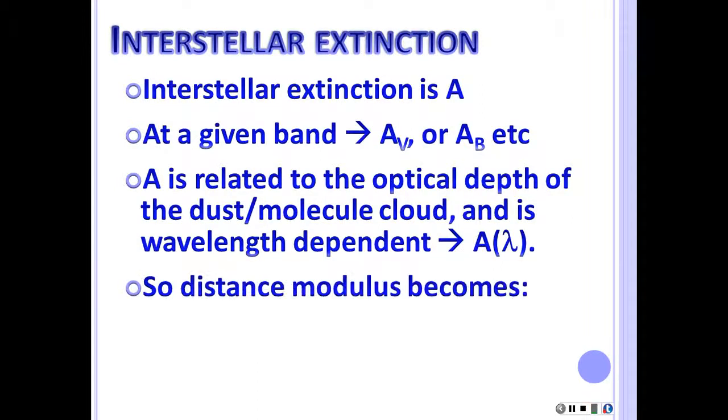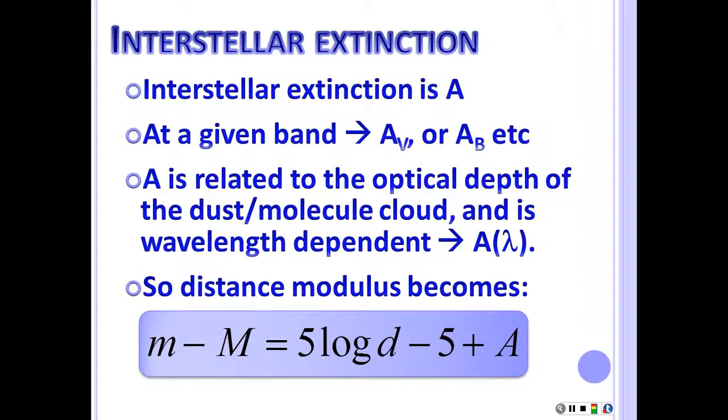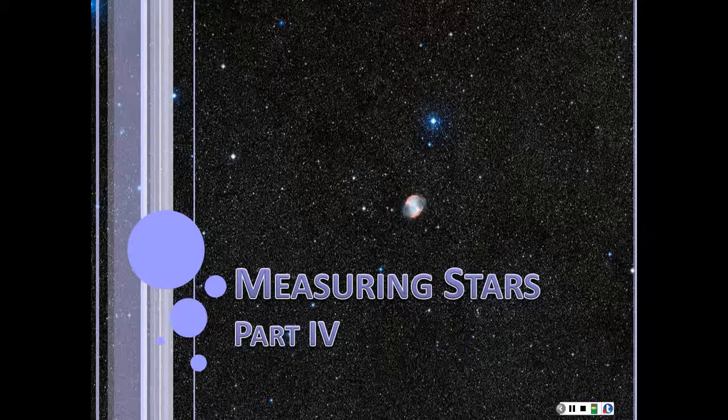And so now we can apply this and say that the difference between the apparent and absolute magnitude, m minus M, is not just distance, it's distance and whatever extinction is going on due to things like dust and molecules. For some objects you don't need to worry about this, and for some you really do. And that's where we're going to stop for this segment.